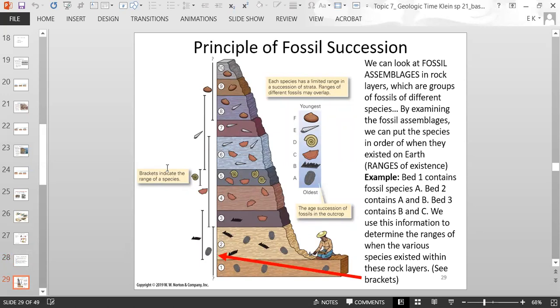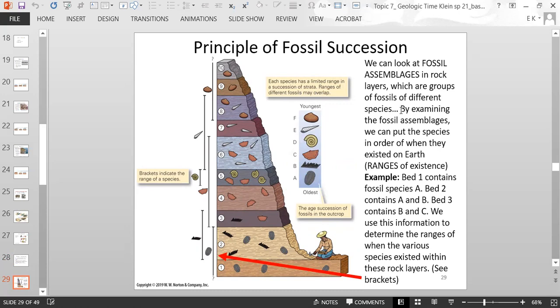So, looking at the principle of fossil succession, we can look at the fossil assemblages in the rock layers. Here, going from 1 to 10, these rock layers are oldest to youngest. Some of the rock layers contain more than one fossil species. And this is a list with pictures from A to F, A being the oldest, F being the youngest fossil species.